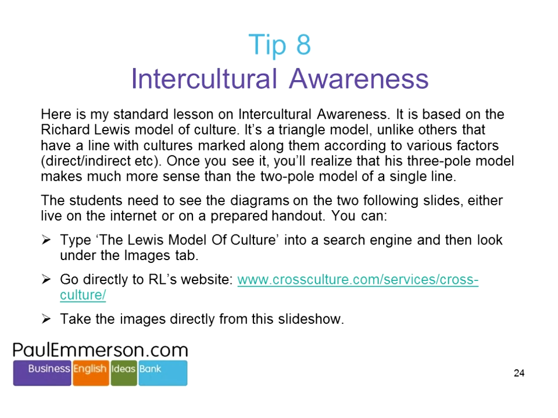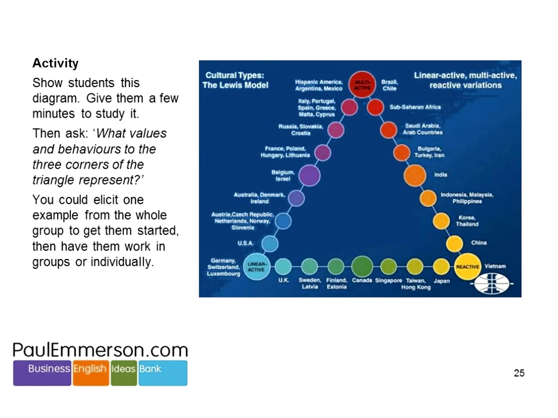And then you can do anything that you want to after this. So what you have to do is type the Lewis model of culture into a search engine and look under the images tab. And if you do, you will find this blue diagram. It's almost the very first one that comes up in Google Images if you just type something like the Lewis model of culture.